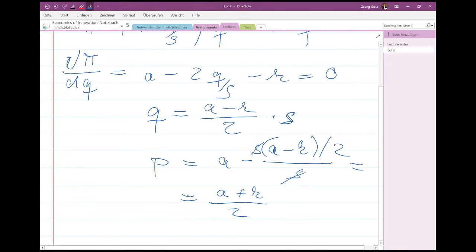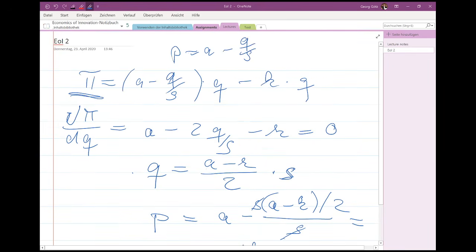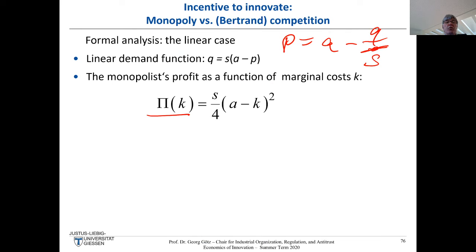Now, how do we get our reduced profit function we had previously? We just substitute here the P and in particular the Q into this profit function, and our result will be this expression here. And this is a so-called reduced profit function, which gives you profits directly as a function of marginal costs, just taking into account that the price will be A plus K over 2, and the quantity will also be something. So hopefully that has been clear.